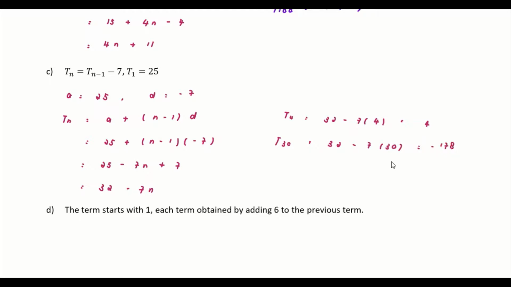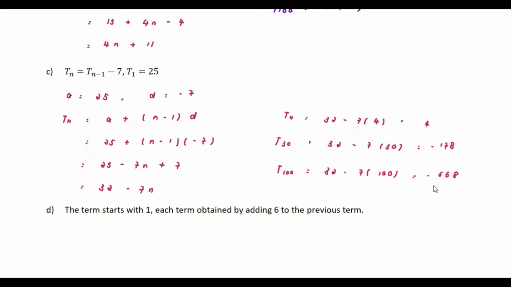Negative 178. So just now we got the T 100, right? Okay, so you can always try out by substituting this, then you get the exactly same thing as well. Okay, so now let's go to the last one.